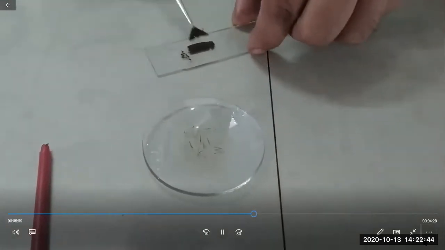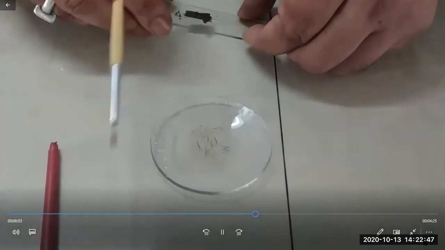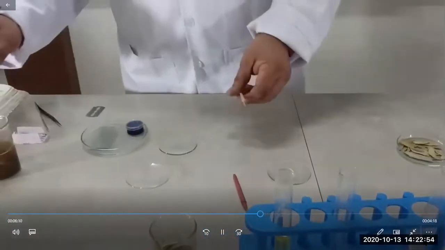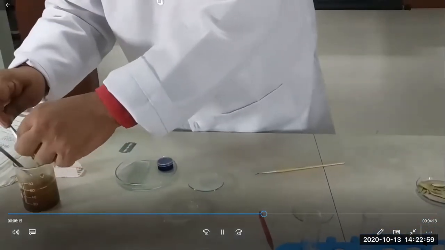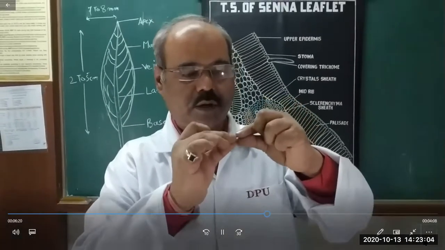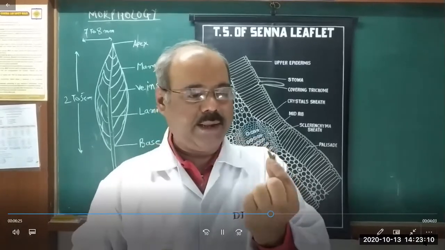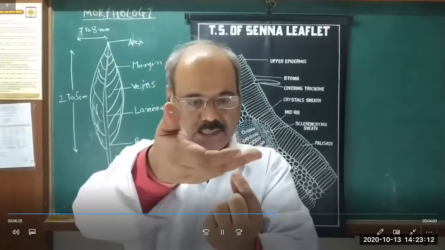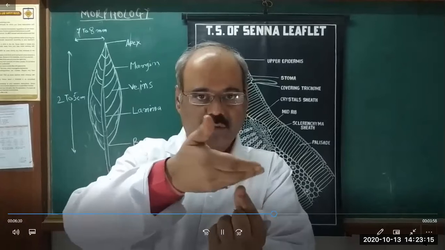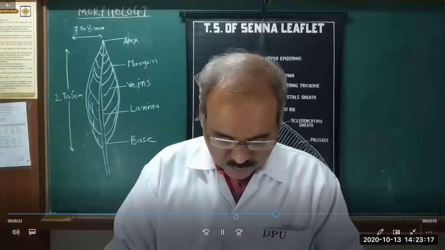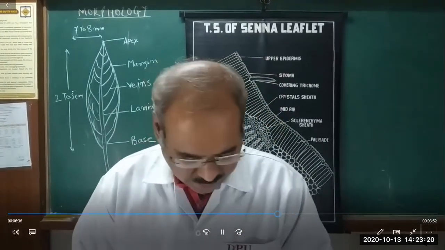The second method is the pith method. In the pith method, what has to be done? A small piece of potato is cut, and the leaf is placed in between the potato. Consider this as a piece of potato. The leaf is placed in the potato, and then the sections are taken in this fashion. These are the two ways. Whichever method is feasible for you, you can use.